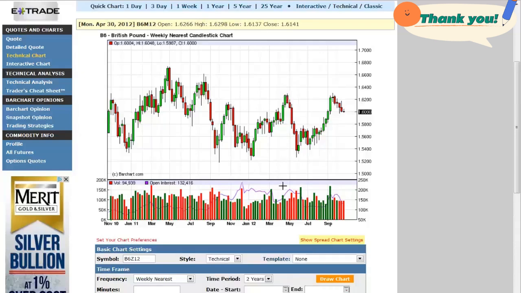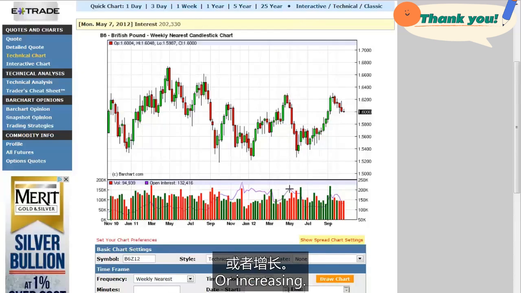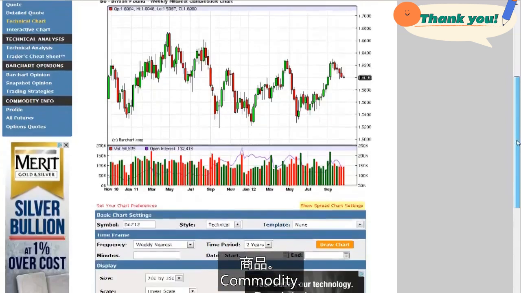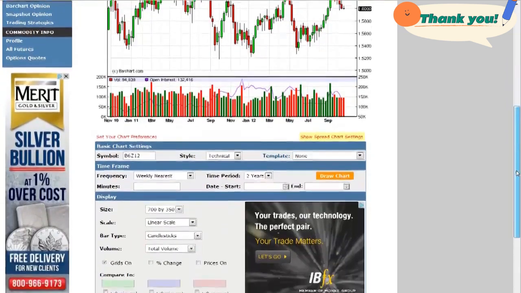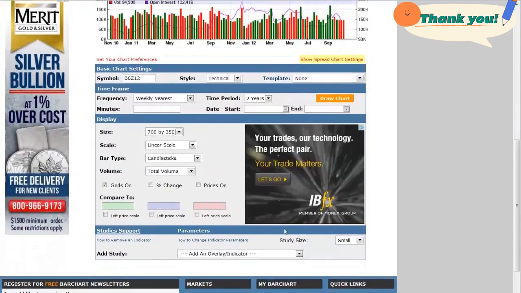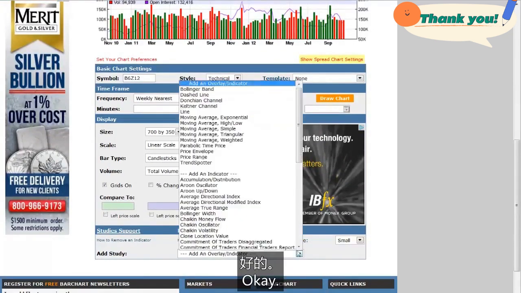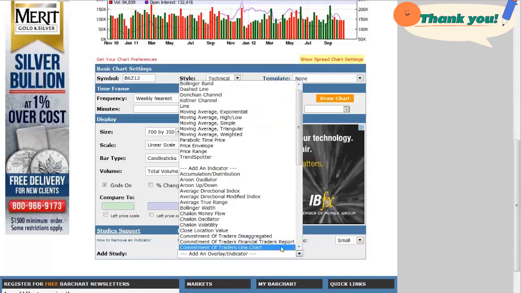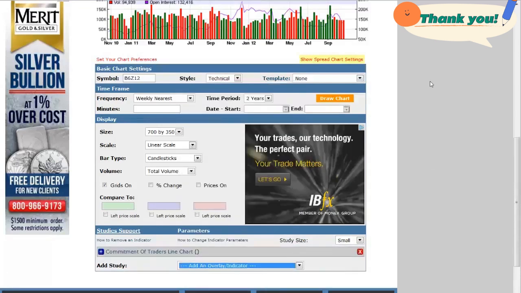So now watch. We're going to be looking for this open interest or increasing shorts to be confirmed with what in the net trader's position. Well, if we pull that chart up, we should be seeing what? We should be seeing commercial traders going net short or adding to net short positions. Okay, and we're going to do this by adding a chart here.